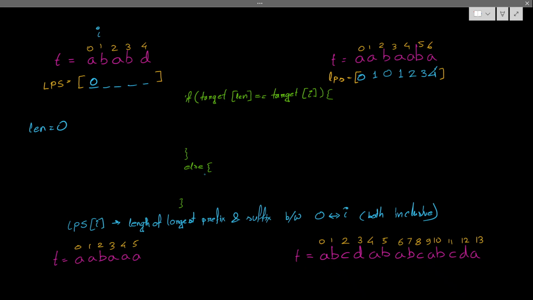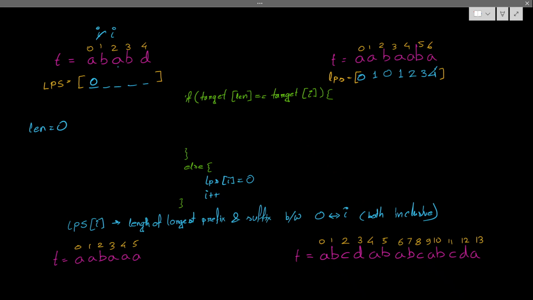Right now it is not matching, so in the else case I will put LPS of I as 0. If it is not the same, I'll put 0 for right now. And I will be incremented, I plus plus, so I'll come to this place. Fine. Okay, so right now, what should I do?